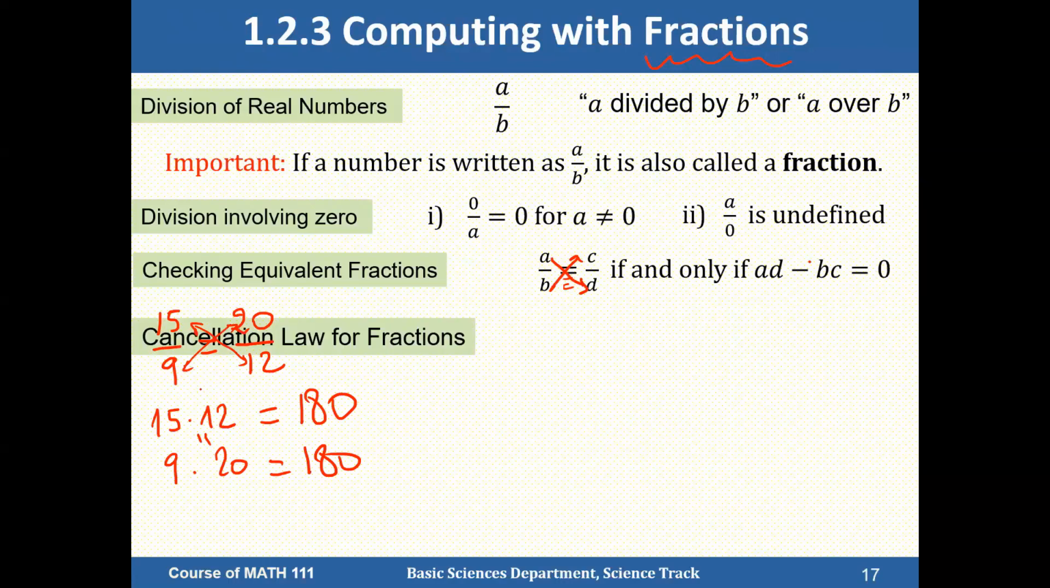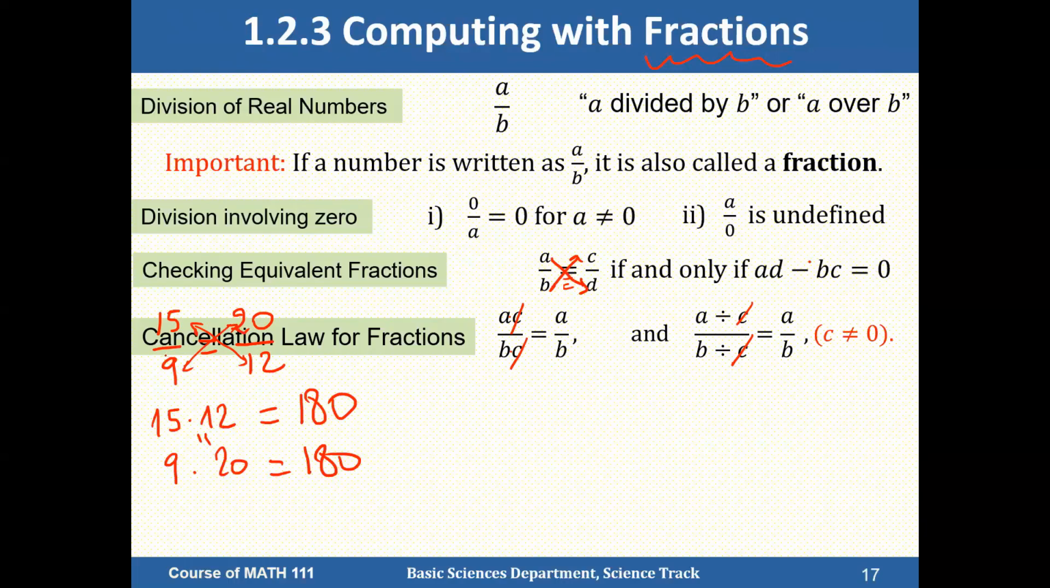This enables us to simplify. How to cancel fractions. To cancel fractions, be careful. We can cancel only when we have multiplication or division. When we have multiplication by the same factor, we can cancel it. When we have division by the same factor in the numerator and denominator, we can cancel it.